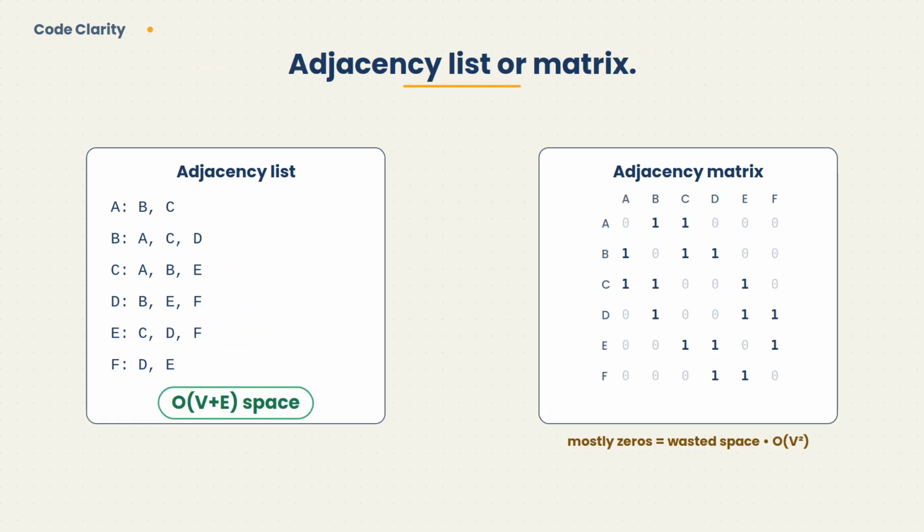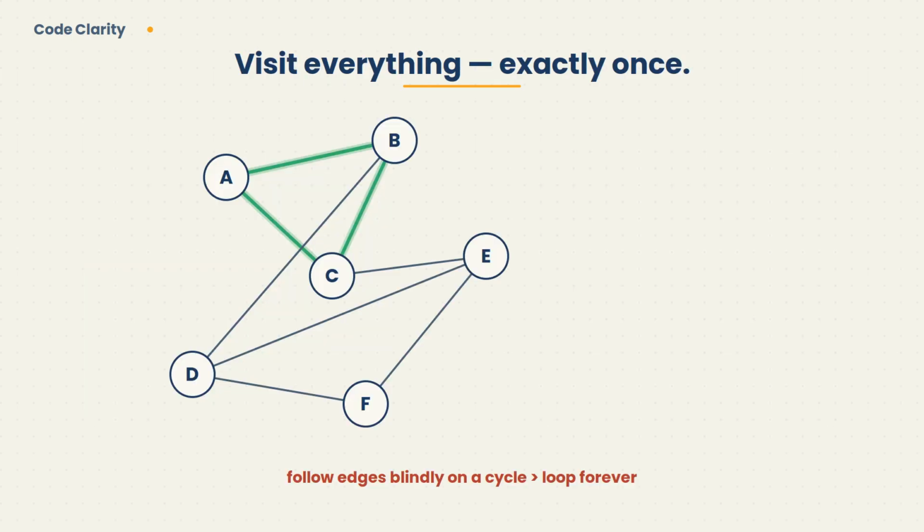How do you put a graph in memory? Two classic options. An adjacency list keeps for each vertex a list of its neighbors, compact and perfect when a graph is sparse, which most real graphs are. An adjacency matrix is a grid where cell row i, column j is 1 if i and j are connected. Checking whether there is an edge is instant, but it always costs space proportional to vertices squared, even when there are barely any edges. Rule of thumb: lists for sparse graphs, matrices when the graph is dense or you constantly test specific edges.